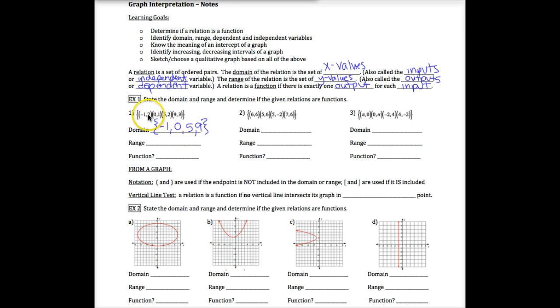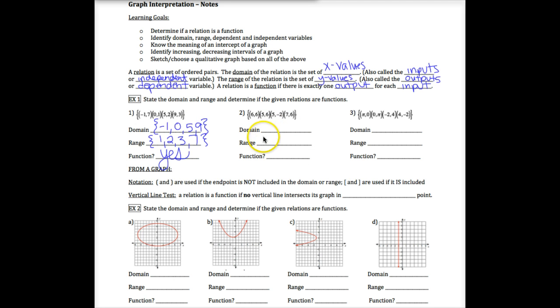Our range, we've got 7, 1, 2, and 3. They're all different. List them in increasing order. So 1, 2, 3, and 7. And is it a function? Well, each x that we have is only assigned to a single y. There aren't any repeated x's. So yes, this has to be a function because each of my inputs only has one assigned output.